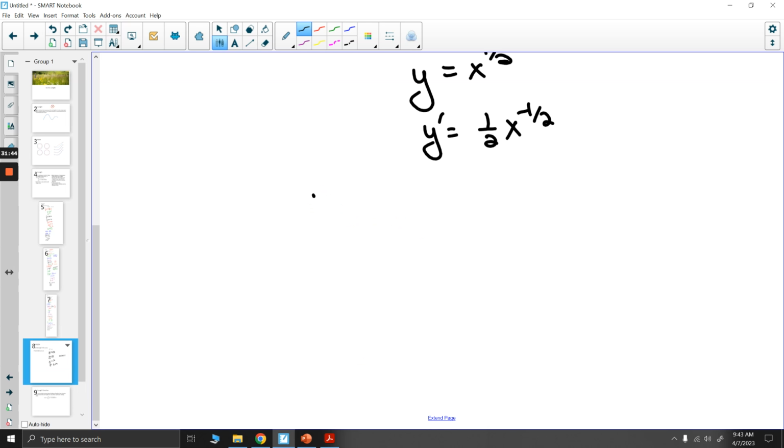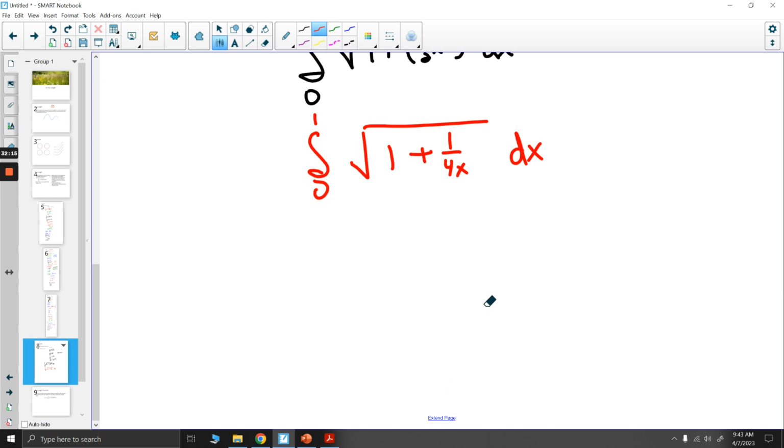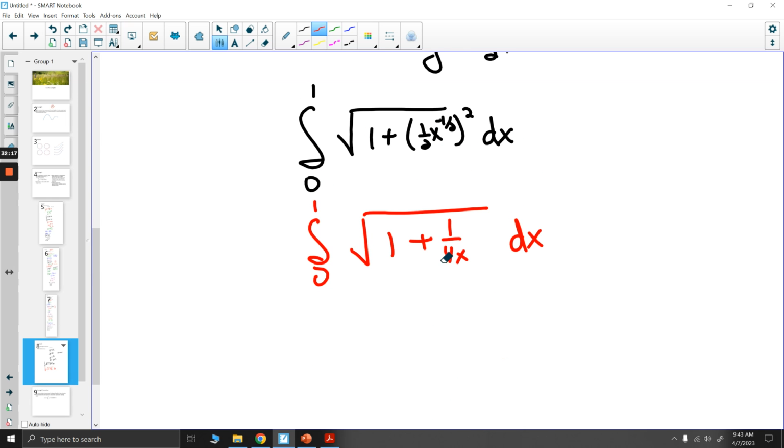We have the integral from 0 to 1 of the square root of 1 plus 1/2 x to the negative 1/2 squared dx. Okay, so x to the negative 1/2 squared would be x to the negative 1, so the x on the bottom. So we have the integral from 0 to 1 of the square root of 1 plus, and 1/2 squared is going to be 1/4, and x is on the bottom like here, dx. So that's how that simplifies, nice and clean comparatively.